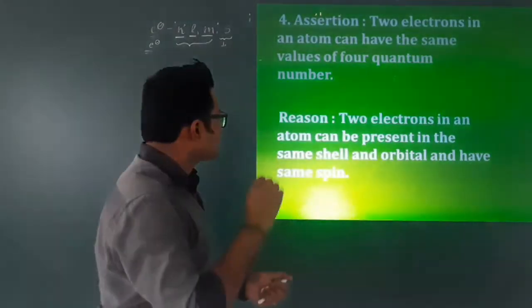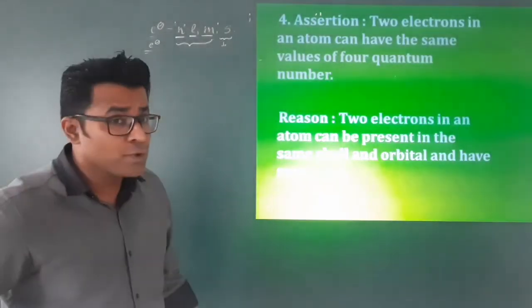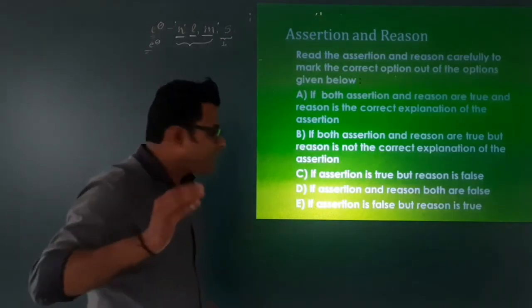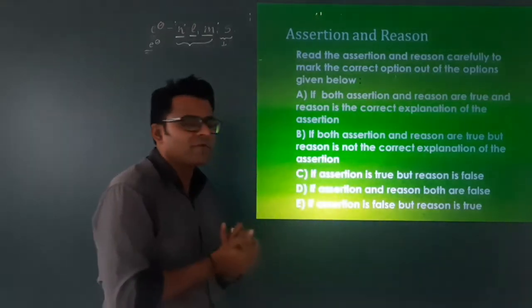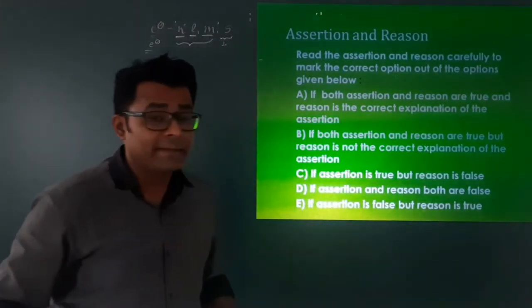So in such a scenario, we can choose option B. Option B says that assertion and reason both of them are false. So for question number 4, the option is B.